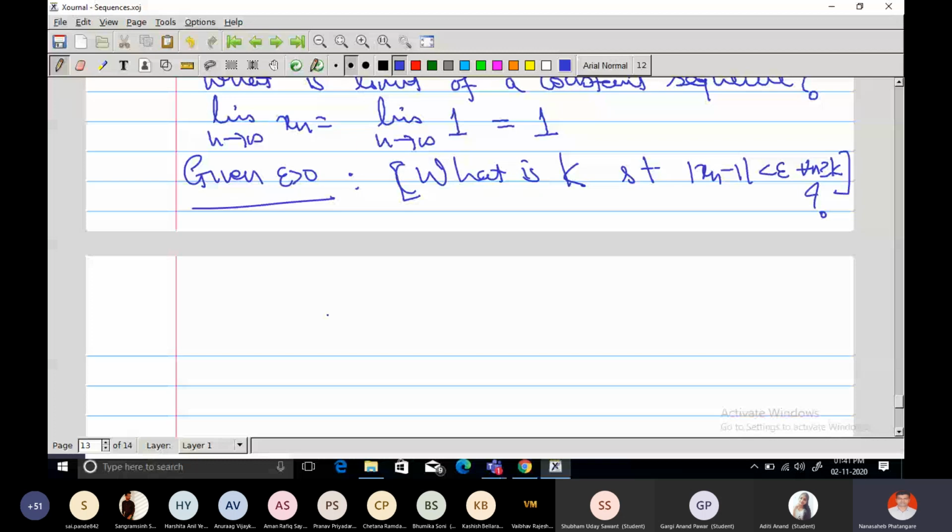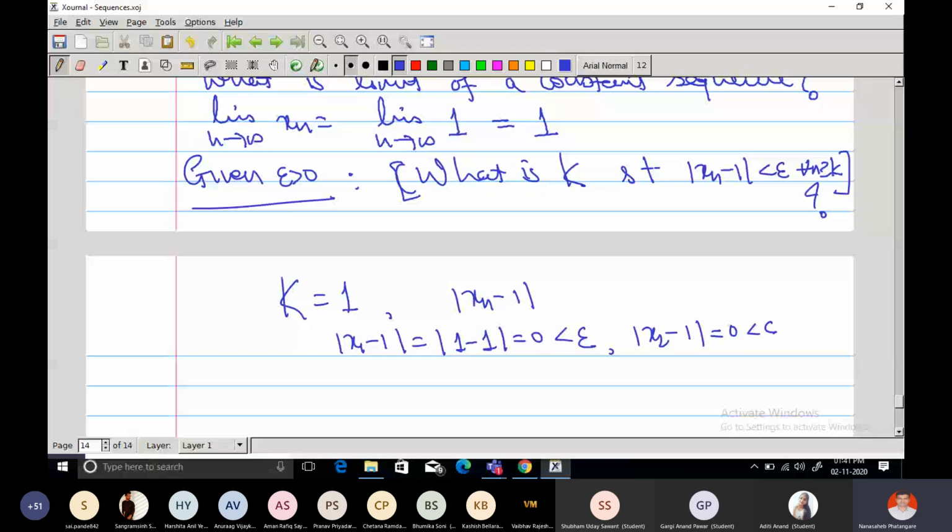Because what is xn minus 1, or in particular what is x1 minus 1? What is x1? 0. 0, less than epsilon, because we have chosen positive epsilon, and certainly 0 is less than every positive. What is x2 minus 1? 0. No problem, right? So can I say that |xn minus 1| is less than epsilon for all n greater than or equal to 1? Yes.